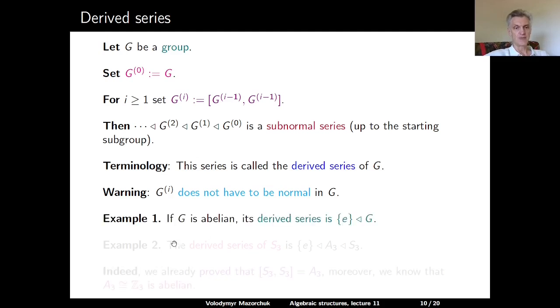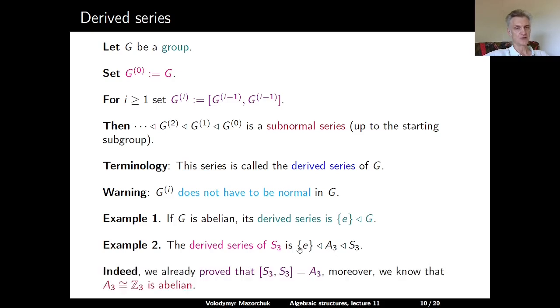So for example, if G is abelian, then the derived series is trivial. So G upper 1 is the identity subgroup, and that's it. Example 2: the derived series of S3 starts with S3, the derived subgroup is A3, but A3 is abelian, so its derived subgroup is the identity. So we have 3 elements in the derived series.